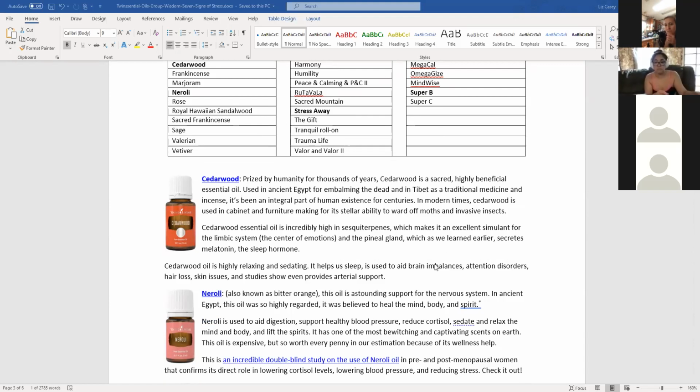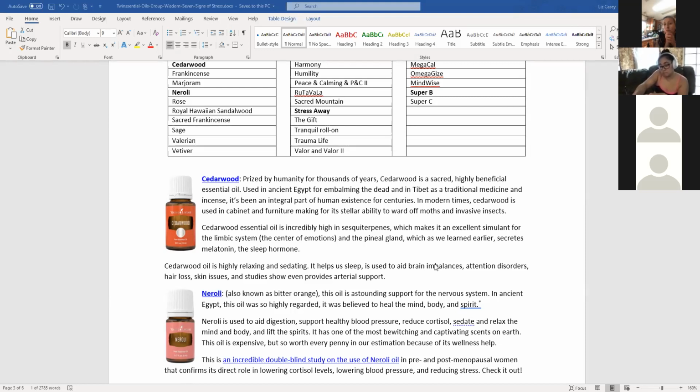This stuff is so high in sesquiterpenes. Again, that's the part of the molecule, the actual chemistry, the terpenes that can go in and repair oxidative damage at the DNA level. This one's 98% sesquiterpenes. Unbelievable. It's been prized by humanity for thousands of years, and it's not expensive. I think this is like $13 or something, 12, 15, something.